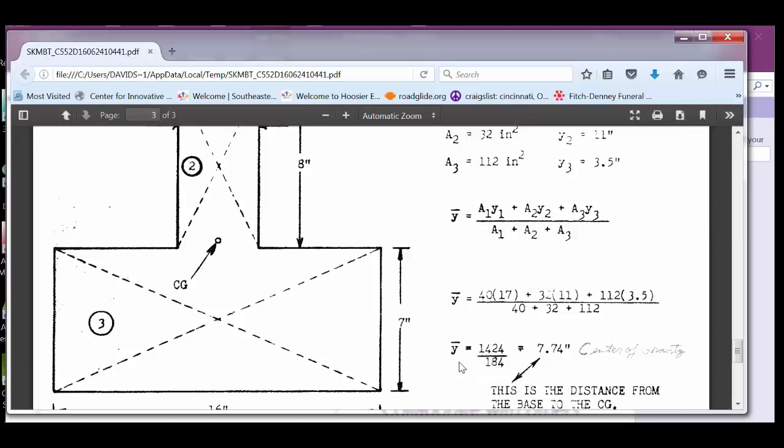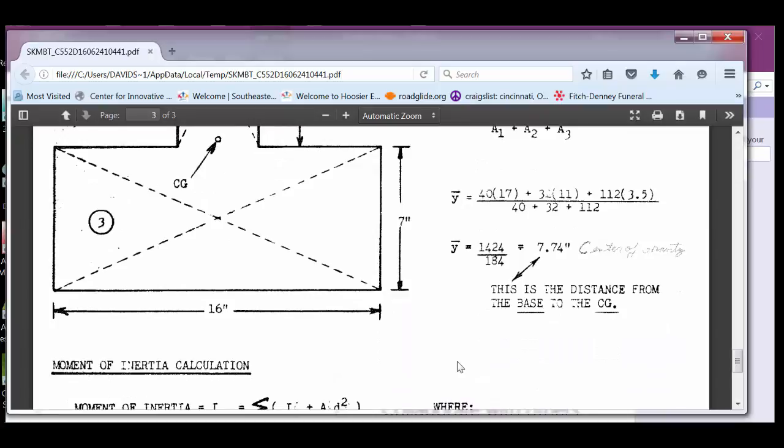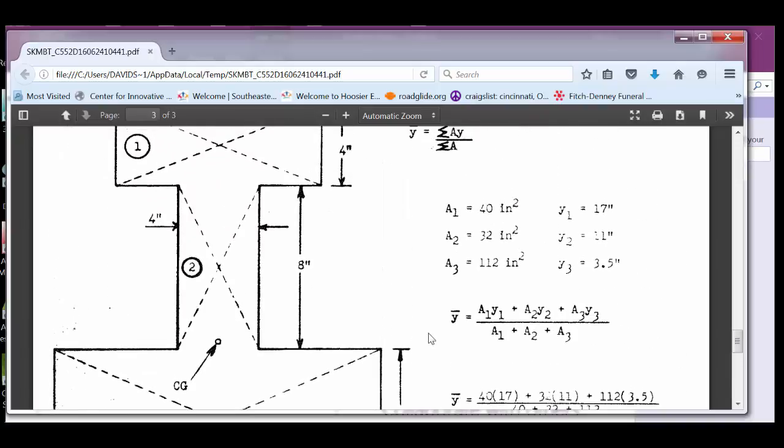So that gives me Y bar. Now, that's as hard as it gets for that. I guess there is one other thing that can make that a little bit more difficult. If, for some reason, we have a hole in this piece, we would have to have a fourth object, if you will. We'd have to have a fourth set of numbers here, right? And we would have to subtract.